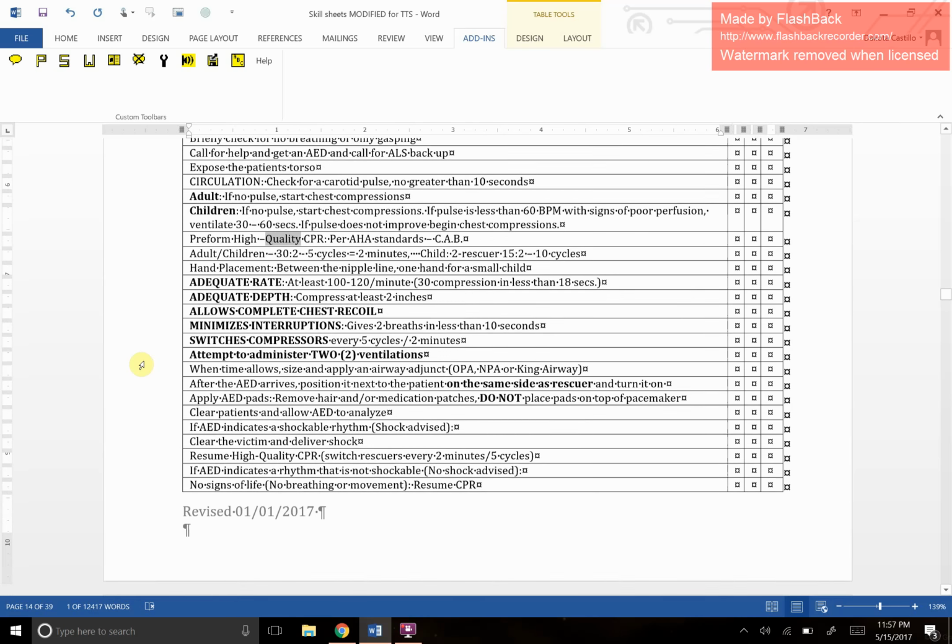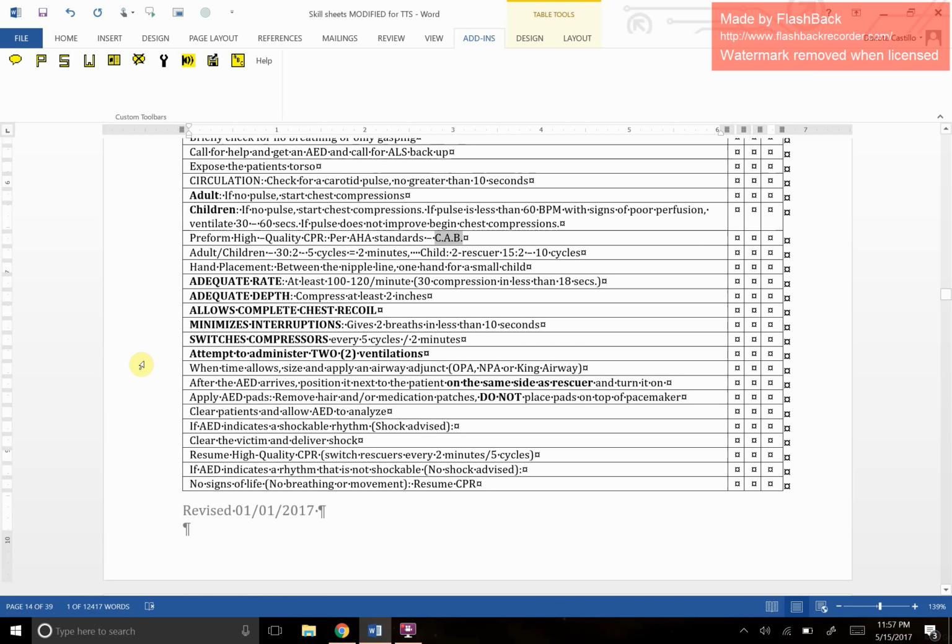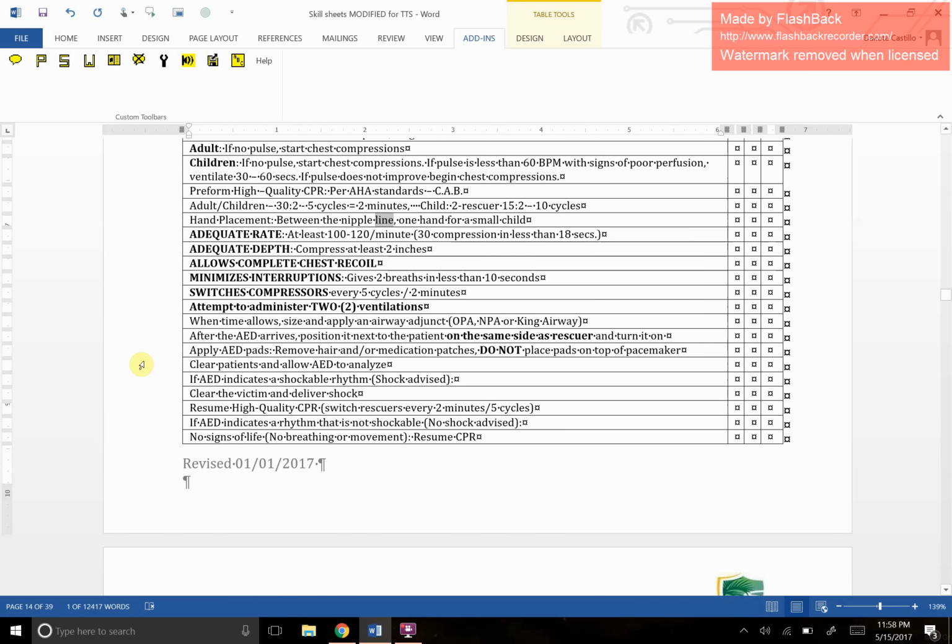Perform high-quality CPR, per AHA standards, CAB. Adult/children 30:2, 5 cycles equals 2 minutes. Child, 2 rescuer 15:2, 10 cycles. Hand placement, between the nipple line, 1 hand for a small child.